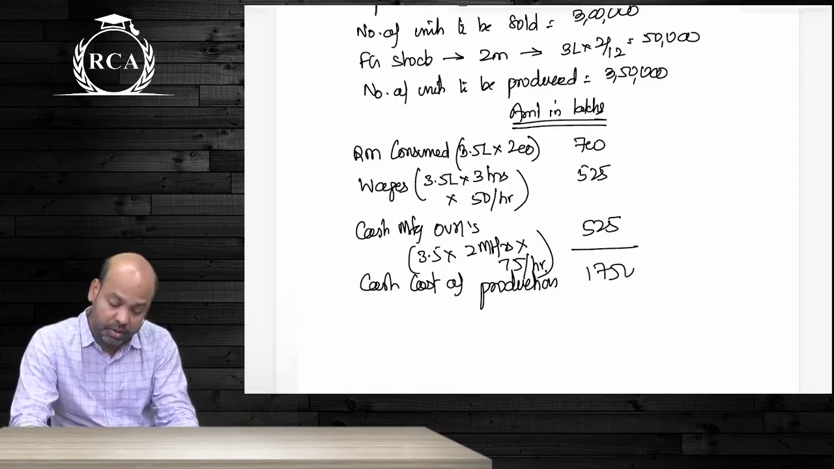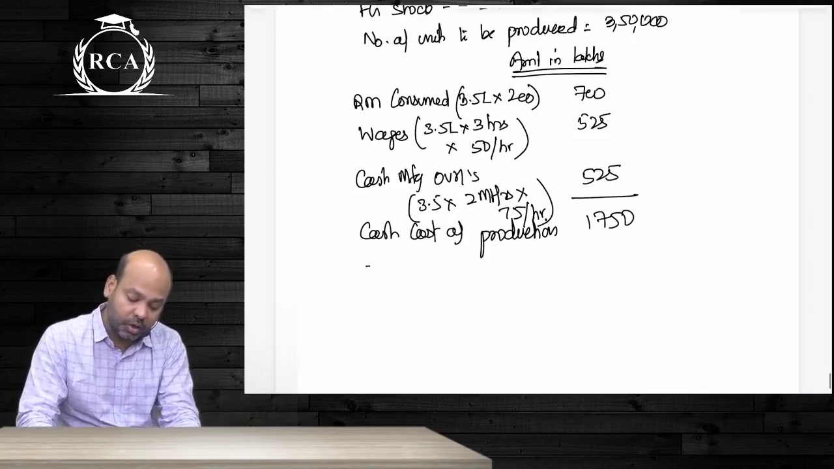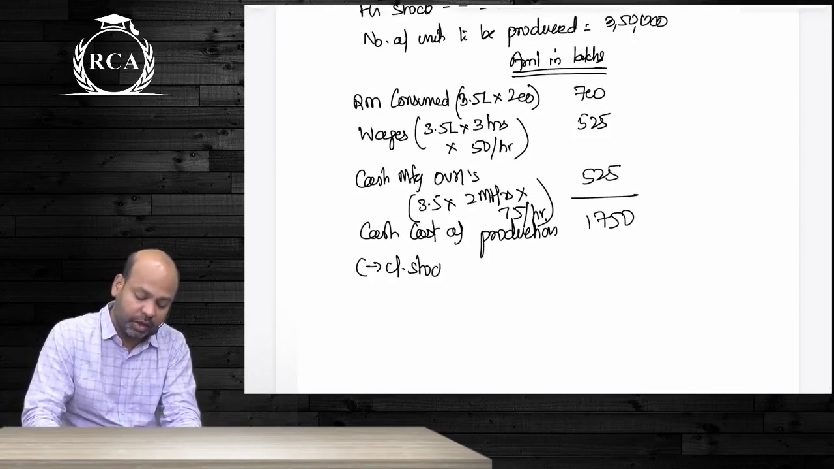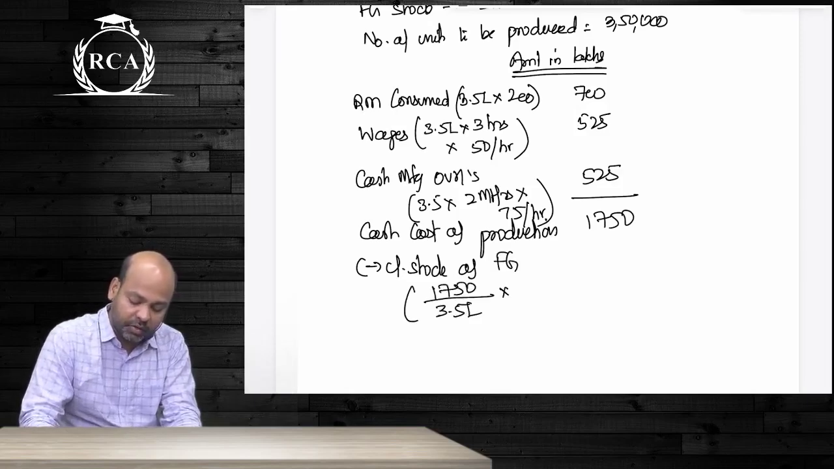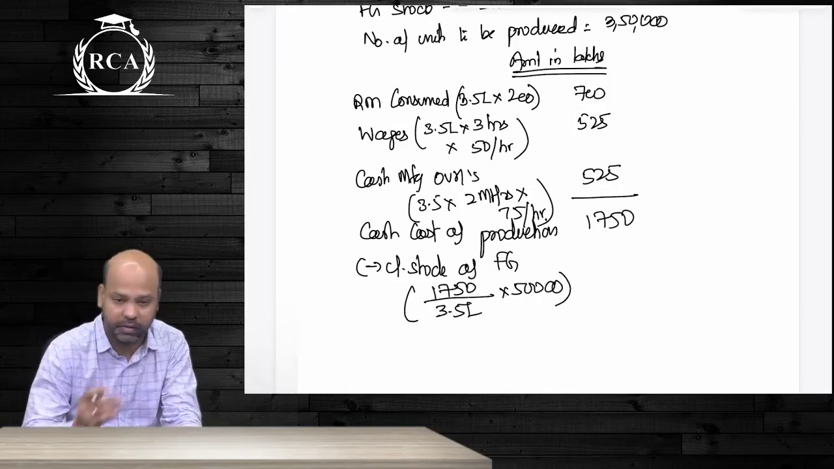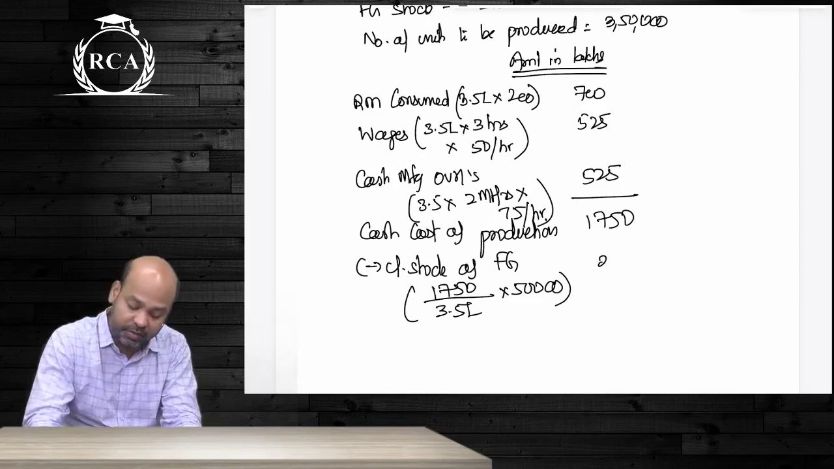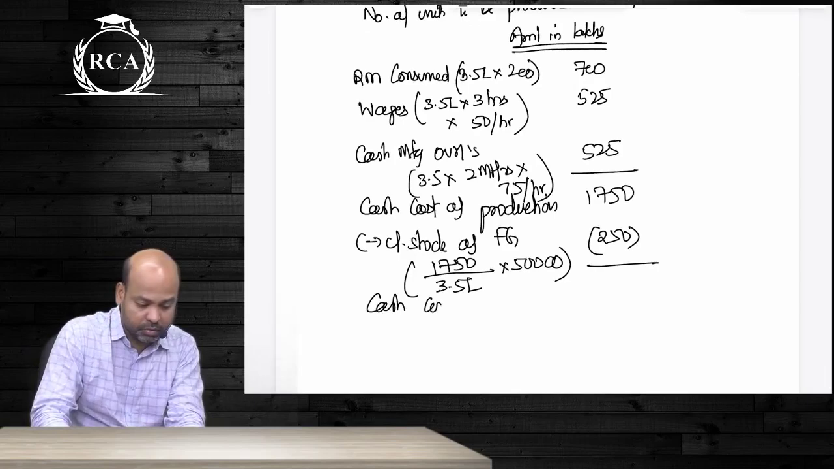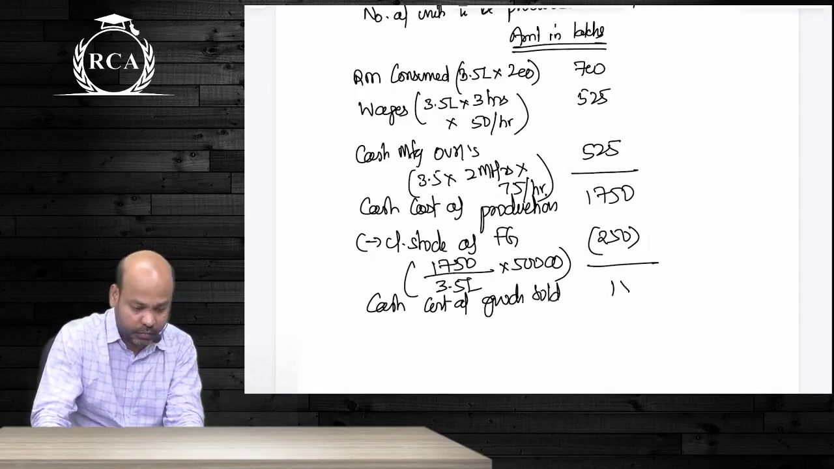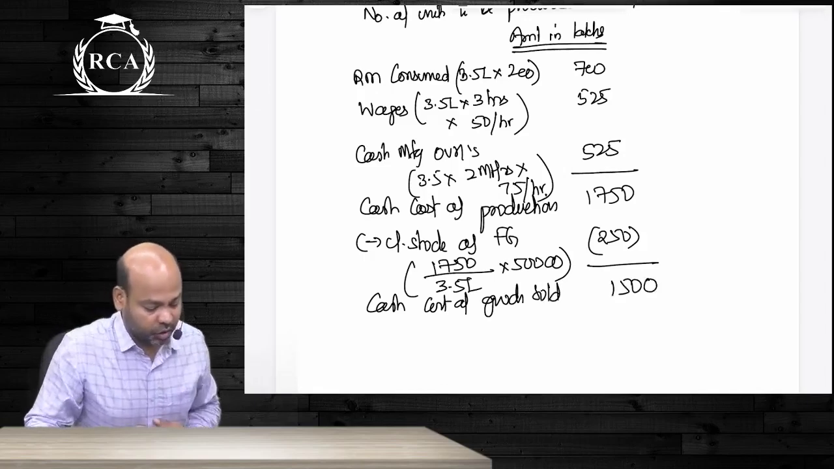1750. From this beta I will deduct closing stock of finished goods. How do I value closing stock of finished goods? 1750 is the cost of 3,50,000 square meters. What will be the proportionate cost of 50,000 square meters? 250. This will become cash cost of goods sold. Sales नहीं बेटा. Cash cost of goods sold guys.